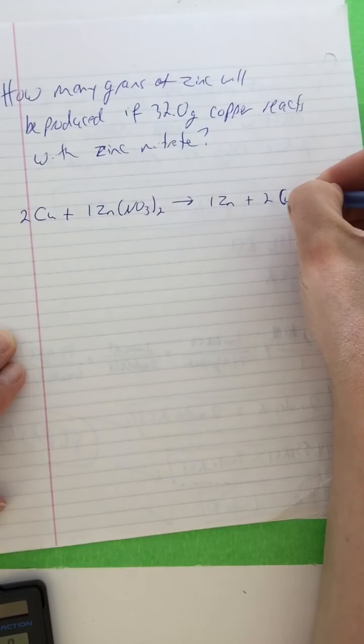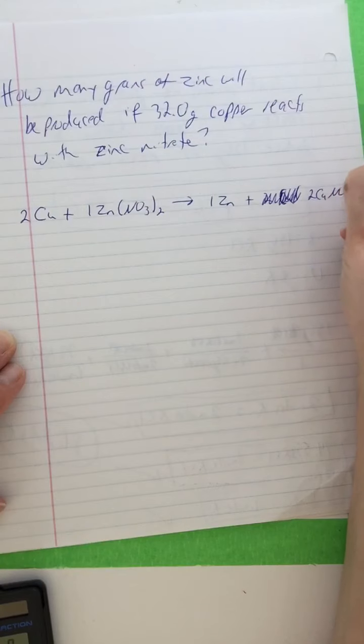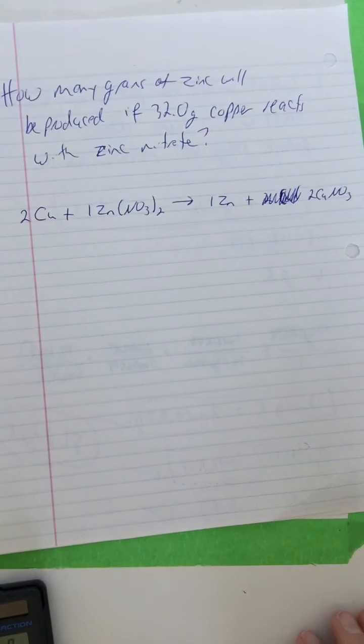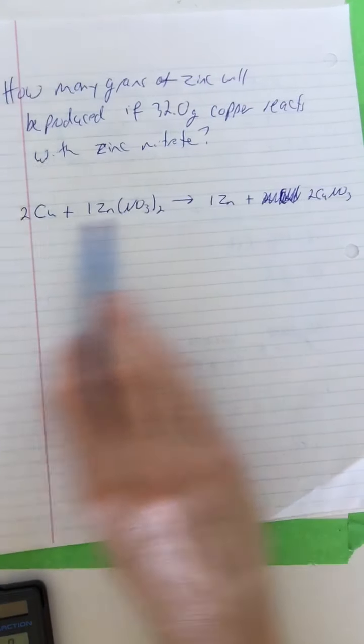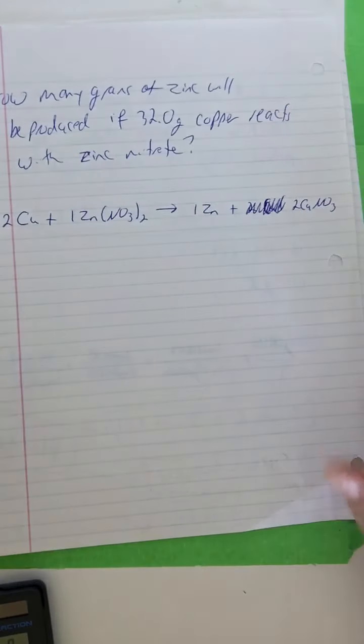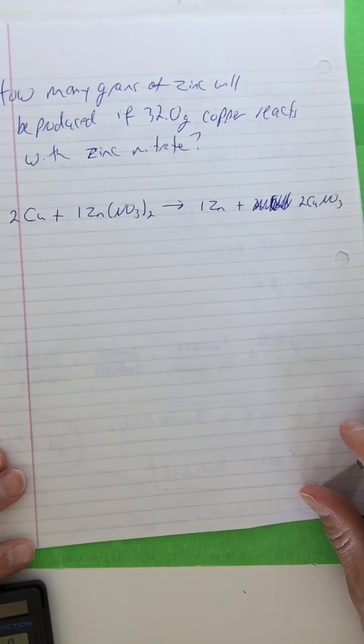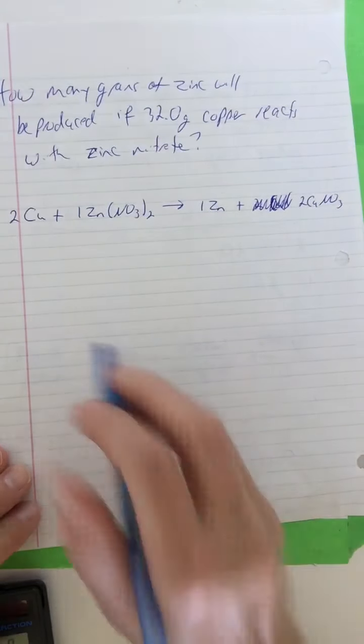Sorry, I'm going to rewrite that because it's a bit messy. 2CuNO3. Okay, that's the formula. Balanced equation. We get to use that in a few minutes. All right, what's our known?